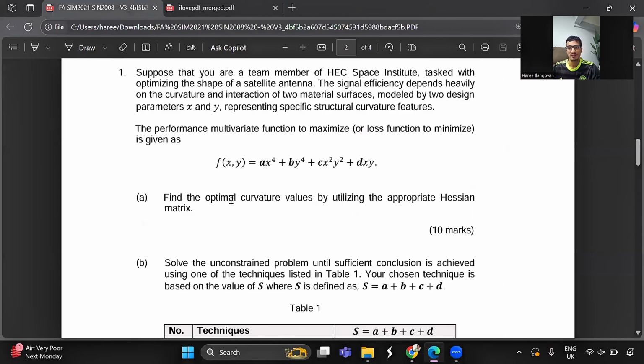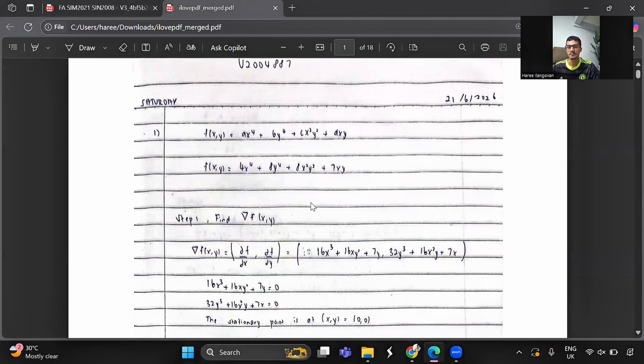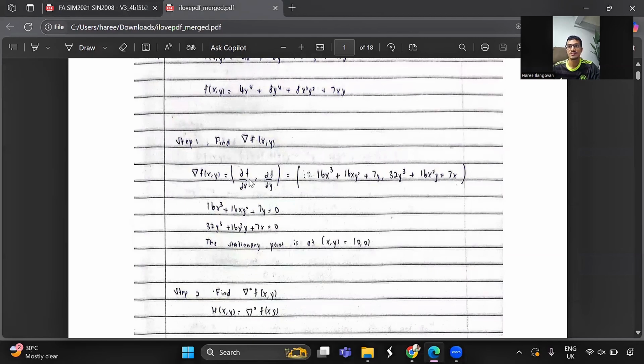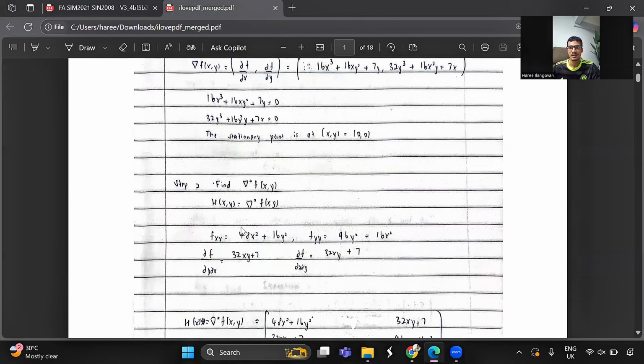So the question asks us to find the optimal curvature values by utilizing the appropriate Hessian matrix. The first step, as usual, is to find the gradient with respect to x and y separately. And the easiest way to find the stationary point is to let both to be 0 respectively. And then I move on with the Hessian matrix.